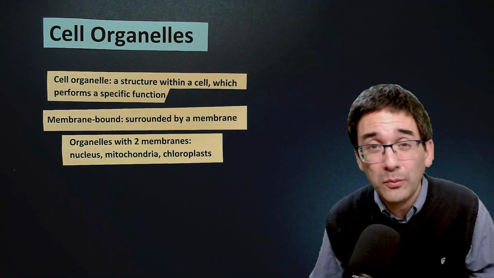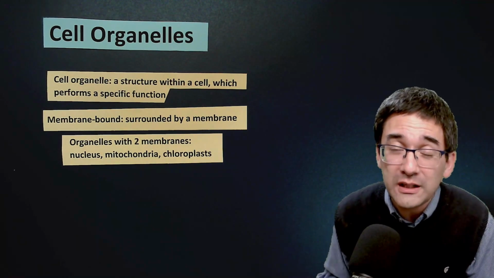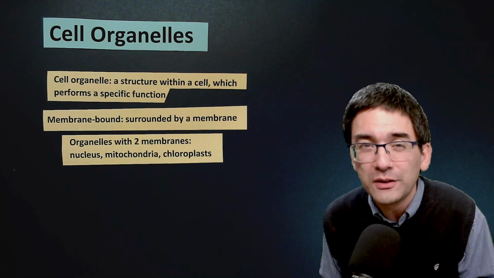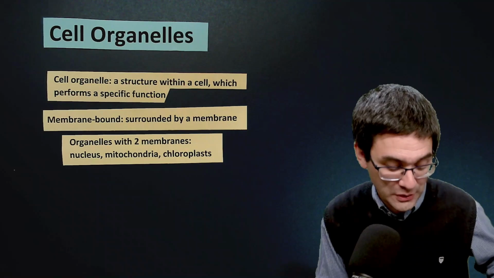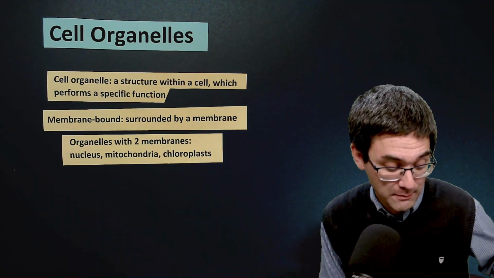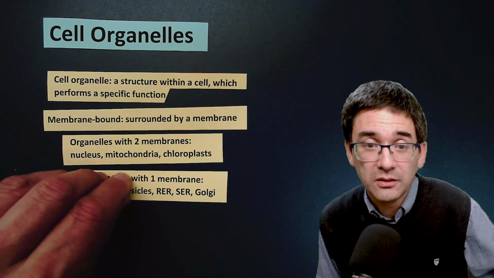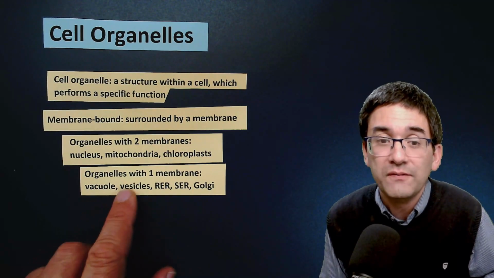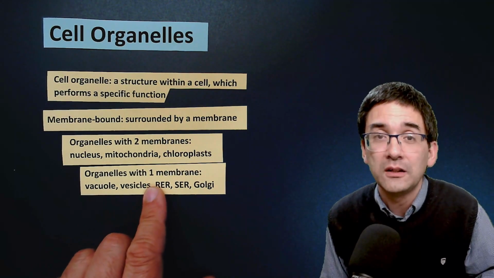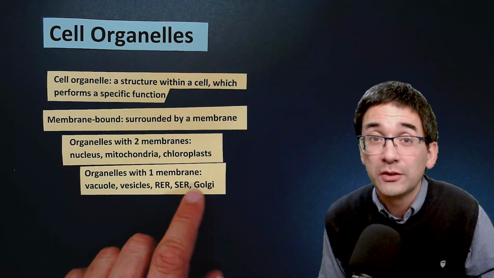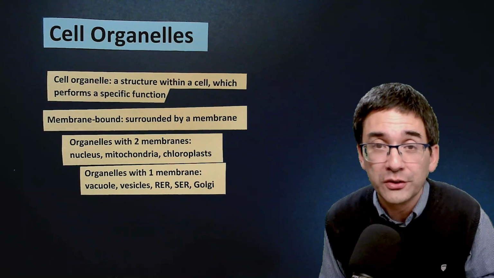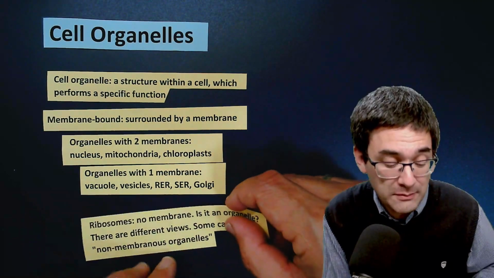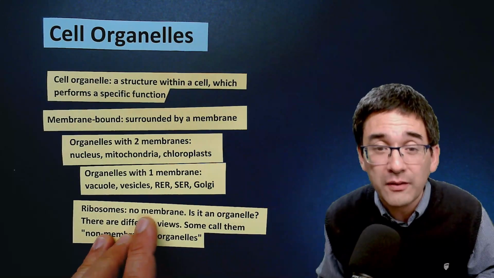And the ribosome, well, I don't know if we should call it even a cell organelle. It depends a little bit on the definition, because a ribosome does not have a membrane. But let's first look here. These are all of the organelles that only have one membrane: the vacuole, vesicles, rough endoplasmic reticulum, smooth endoplasmic reticulum, and also the Golgi apparatus. They're all surrounded only by one membrane. And as I already mentioned, what about ribosomes? They don't have a membrane.